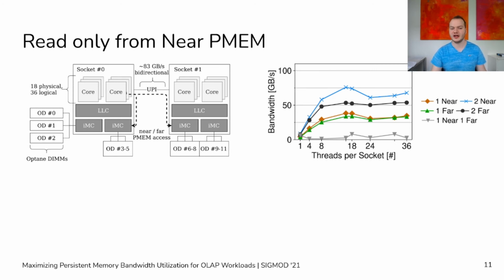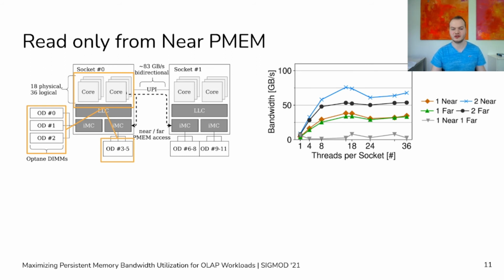Again, the y-axis represents the bandwidth. On the x-axis, we see the different thread counts. The access size is 4K. Let's start with the orange line, representing the near axis. It looks as follows. It reflects what we have already seen in the analysis of the sequential reading.